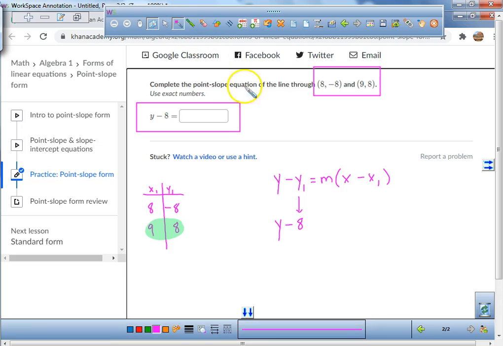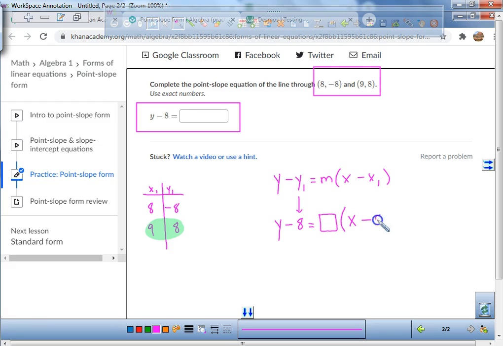So we have equals. I'm going to put an empty box, open parentheses, x minus my x1 value, which happens to be a 9. There we go. So after I've done that, what's the only thing I have to do now? Just find the slope. What's happened from a -8 to a +8? That goes up by 16. What happens from an 8 to a 9? It goes up 1. What's the change in my y over the change in my x?